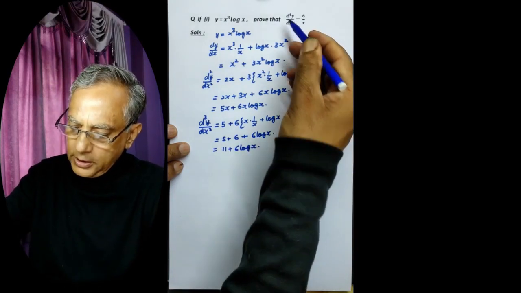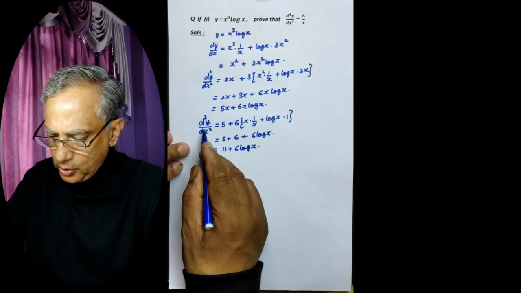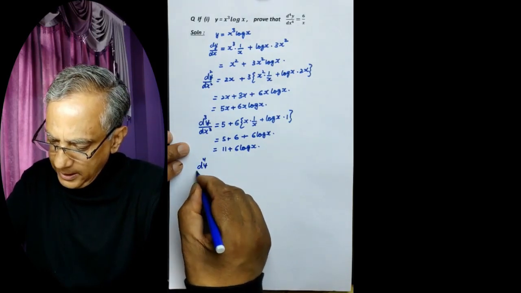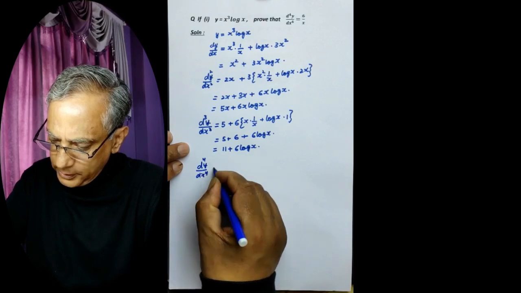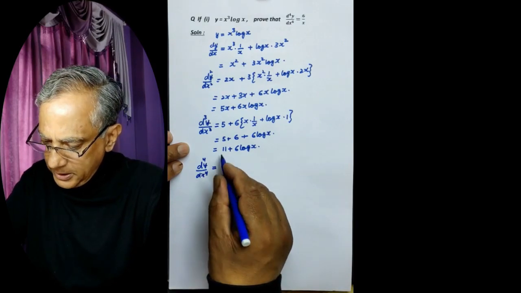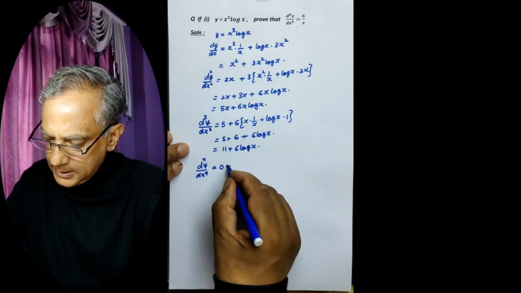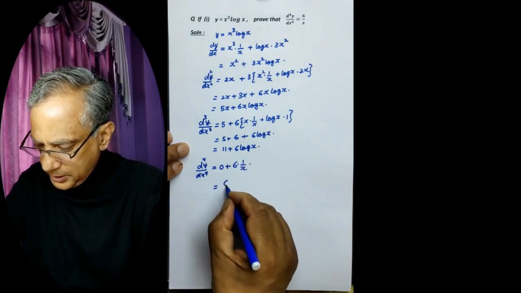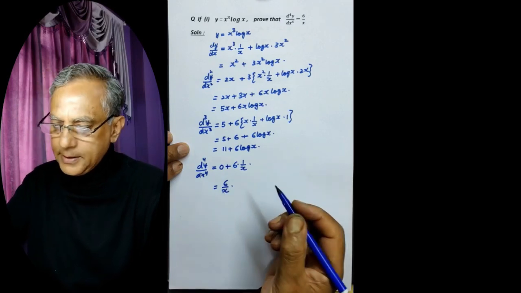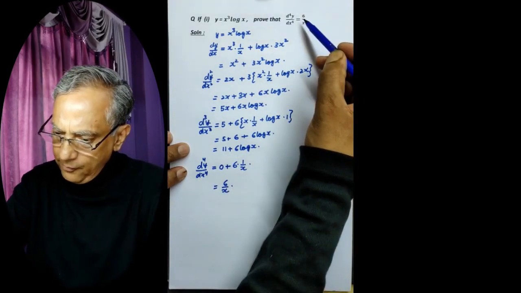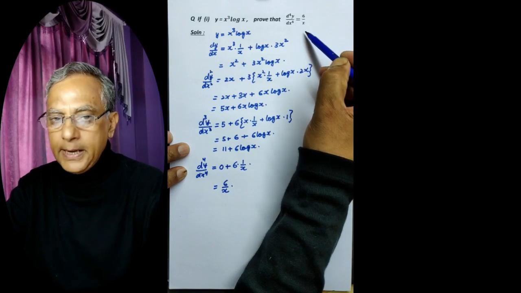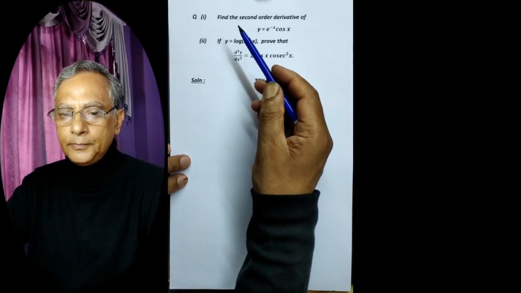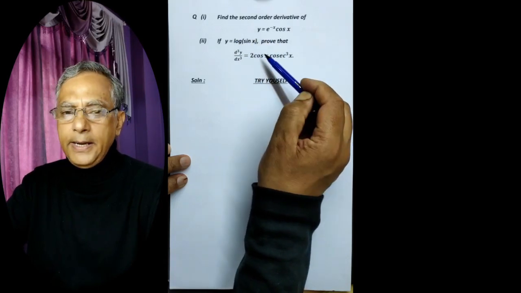We have to find the fourth derivative, fourth order derivative. So differentiate this again with respect to x. We get d⁴y by dx⁴. This is equal to differentiation of 11 being a constant is 0 plus 6 into 1 by x. This is equal to 6 by x. So fourth order derivative of y is 6 by x. Hence proved. Now these two questions you can try yourself.